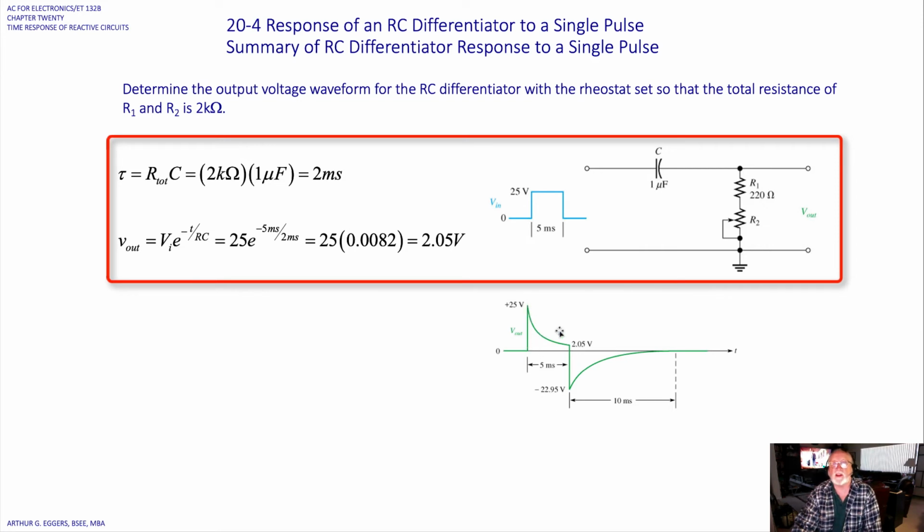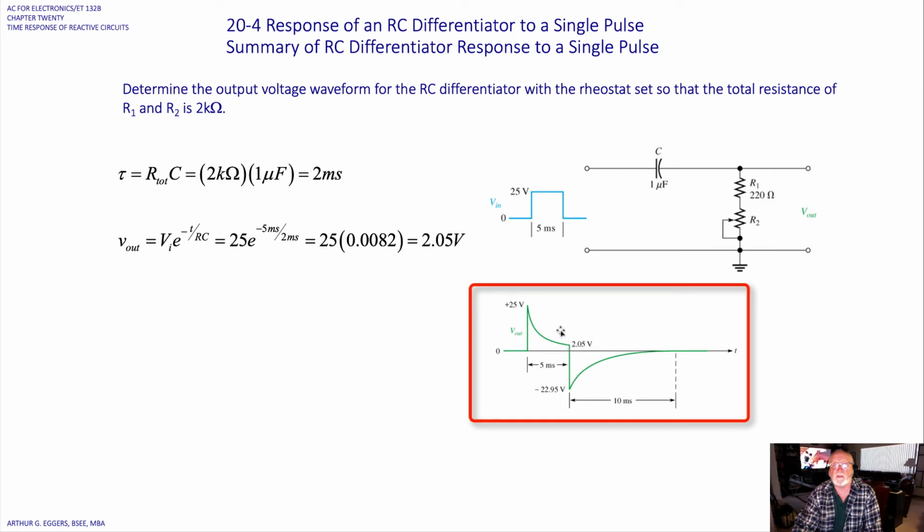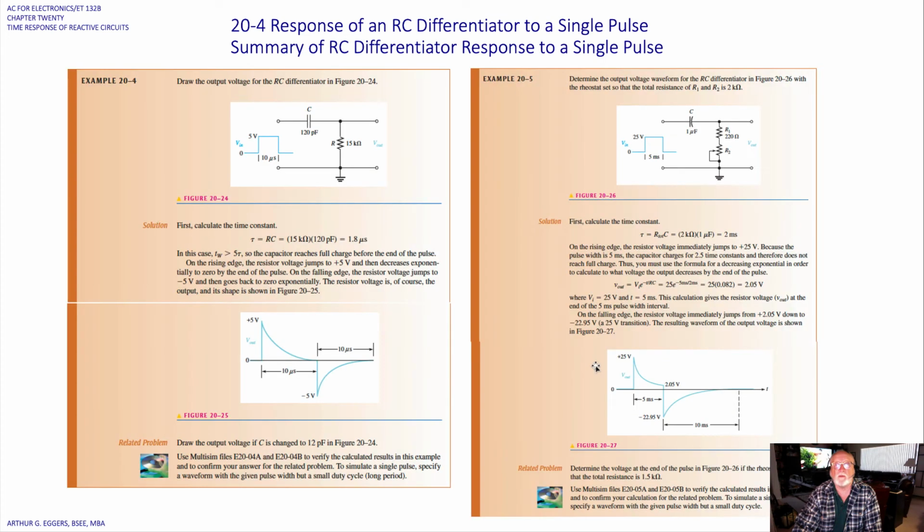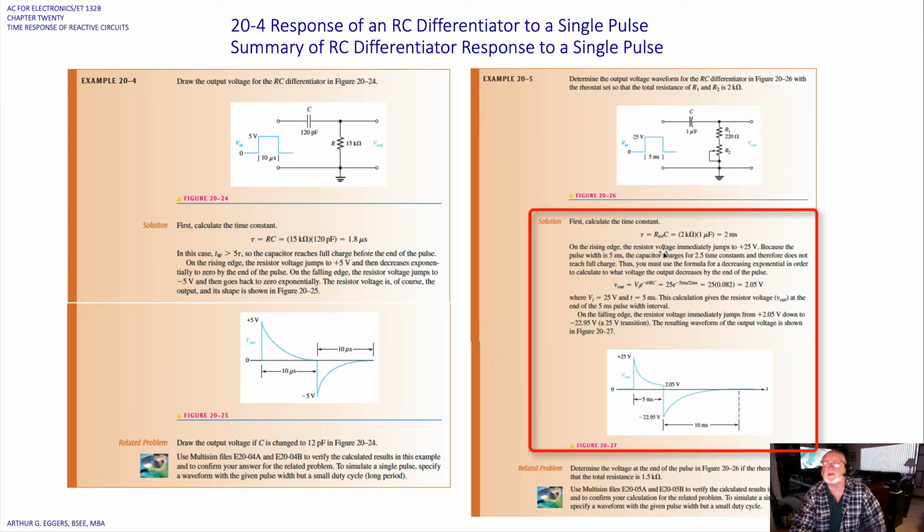So we can see here the depiction of the drawing of the waveform as we calculate the output. First we calculate the time constant. We did that. On the rising edge, the resistor voltage immediately jumps to 25 volts. Because the pulse width is 5 milliseconds, the capacitor charges for 2.5 time constants and therefore does not reach its full charge. You must use the formula for decreasing exponentials in order to calculate how much the voltage output decreases by the end of the pulse.